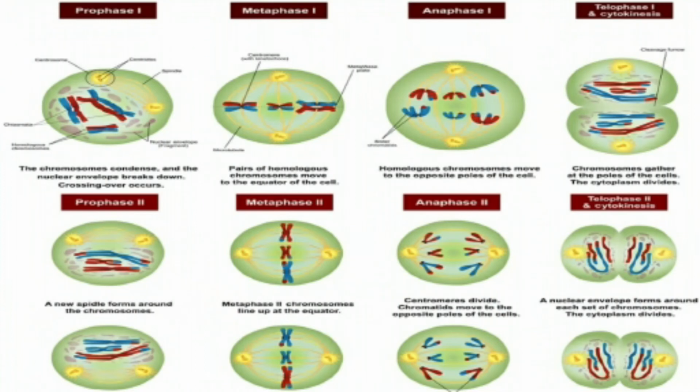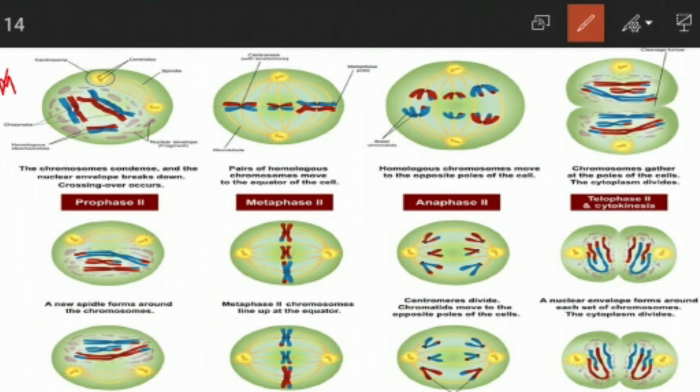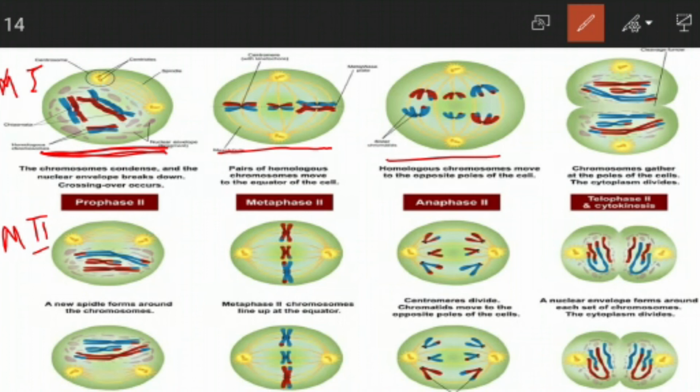Now, this is just a brief idea about meiosis 1 and meiosis 2. This is all about meiosis 1 and this is all about meiosis 2. Meiosis 1 is a quite lengthy process. It is completed in phases: leptotene, zygotene, pachytene, diplotene, diakinesis, as we have discussed. Then metaphase 1, anaphase 1, telophase 1.